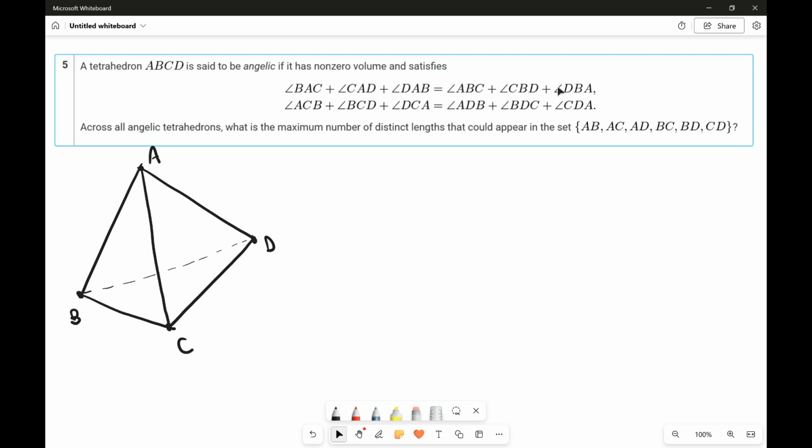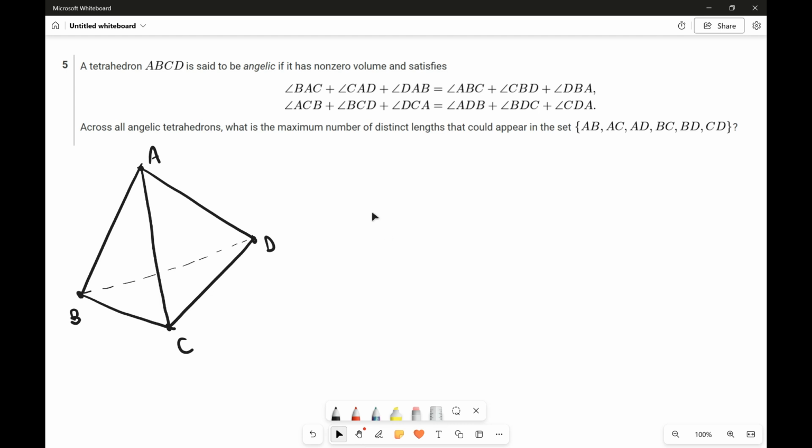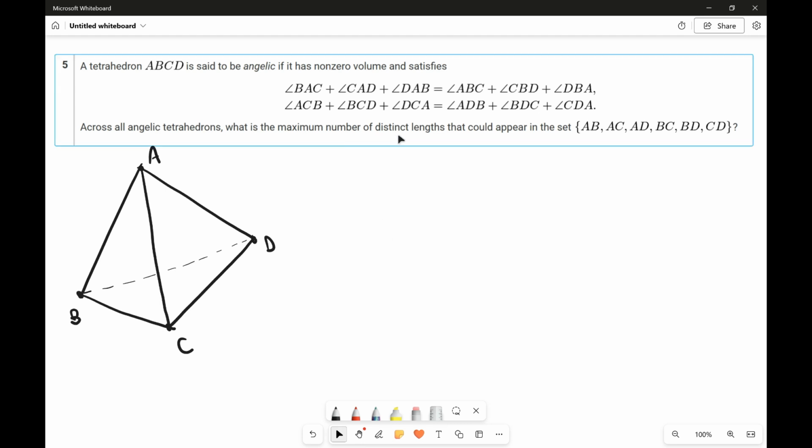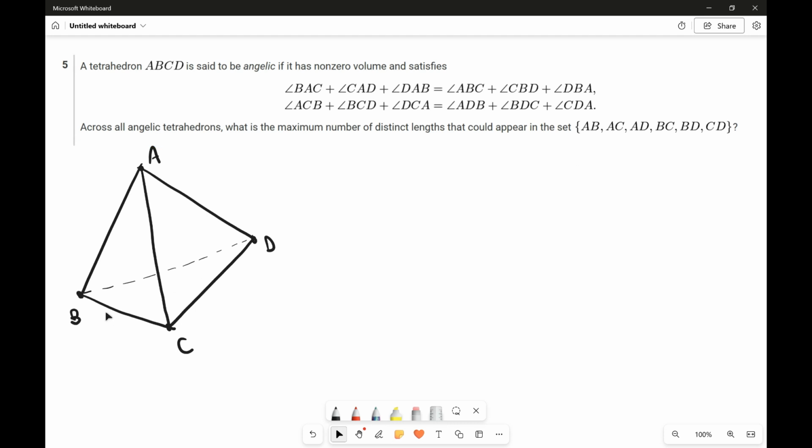And this is the sum of the face angles at B. And then we also have the sum of the face angles at C and the sum of the face angles at D. And we want to find the number of distinct lengths that could appear in this set here. And one way to think of this is just the set of all tetrahedron side lengths.